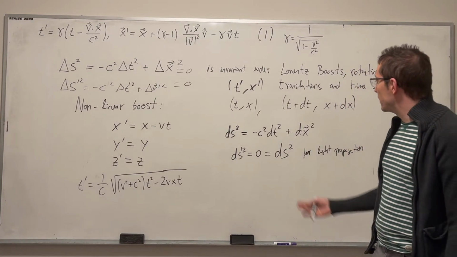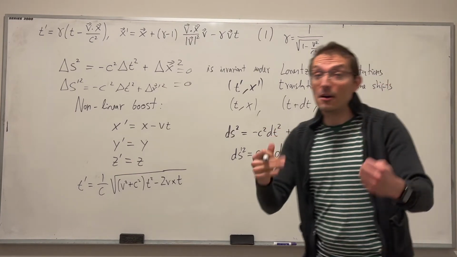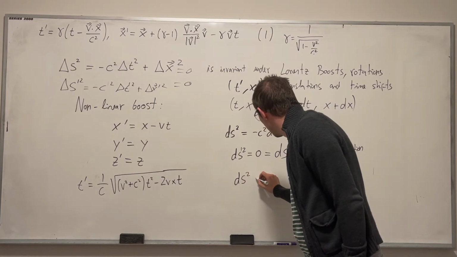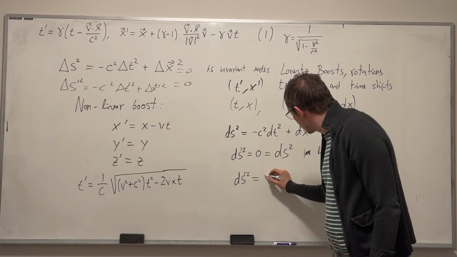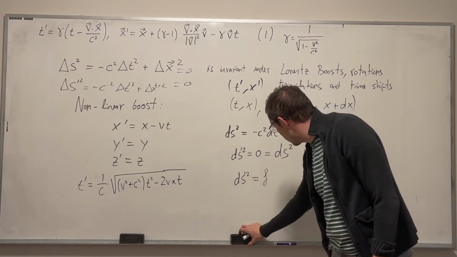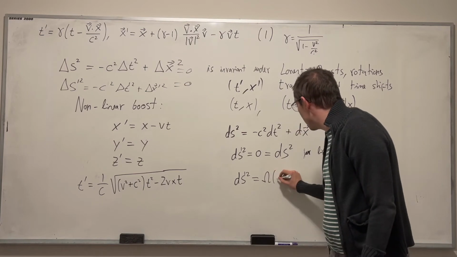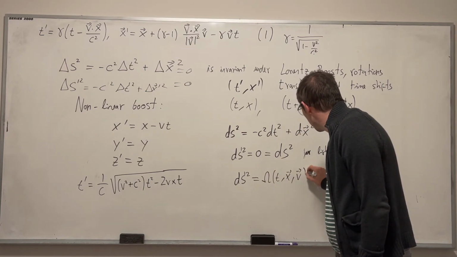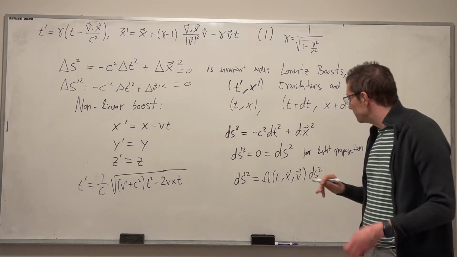And we also know that they're differentials of the same order. So, argument by Landau. Because of that, we know that ds squared prime, if you want, has to be equal to some function, let me call it f, or maybe omega is better, some function omega that may depend on t, on x, on the velocity between the two frames, times ds squared.